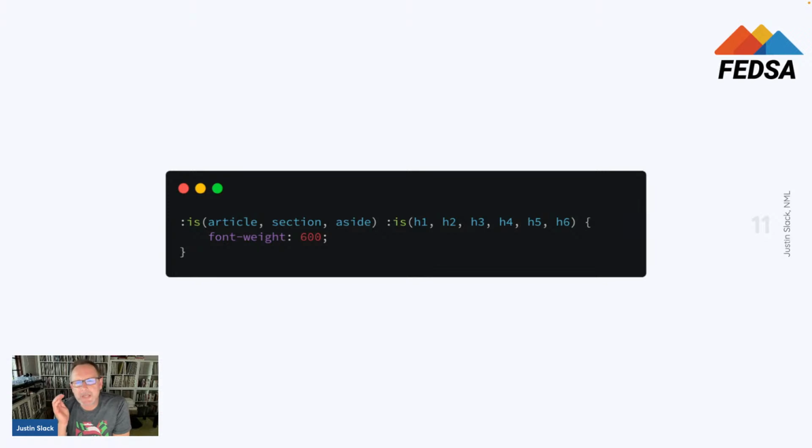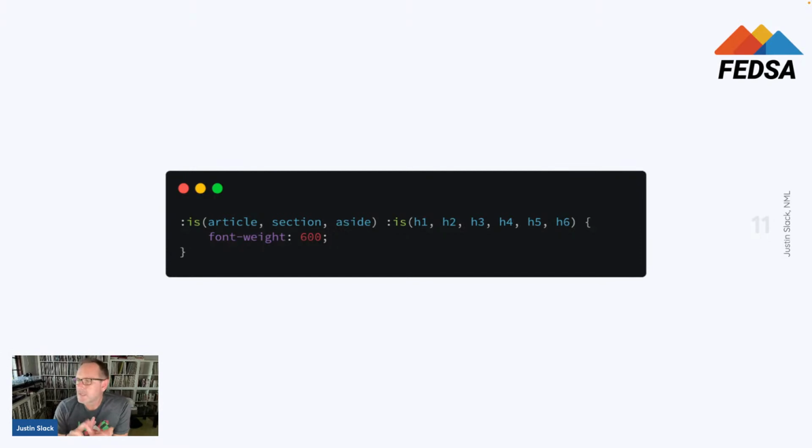:where would work exactly the same. We would just write here, where we have :is, we would write :where. But remember that specificity will not apply. So if after this we change a font weight to 400 and we've used :where, the font weight will now be 400 and not 600. When we're using :is, we will have the specificity of a descendant selector. So we'll have the same specificity as if we had gone article h1, font-weight 600.